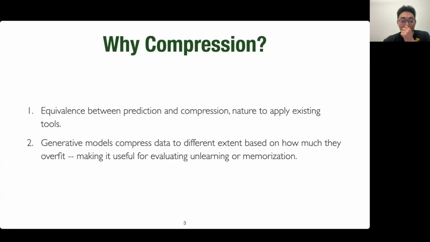This property makes it very natural to evaluate whether your model has unlearned some information or whether your language model has memorized some information. I just used the word compression because we actually use this word in one of the works. I try to unify both unlearning and memorization in this talk, but really, it's just how confident you are about a certain prediction.